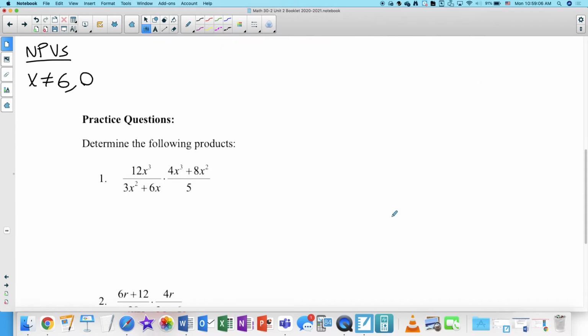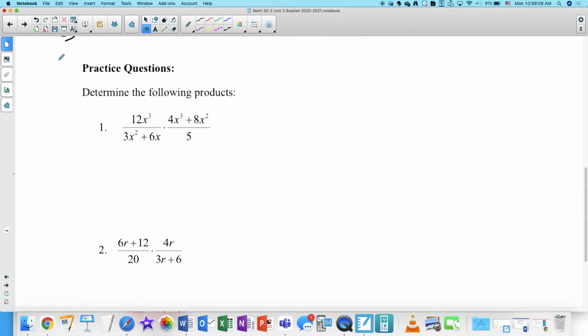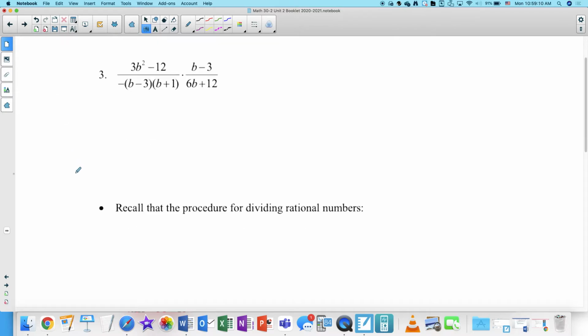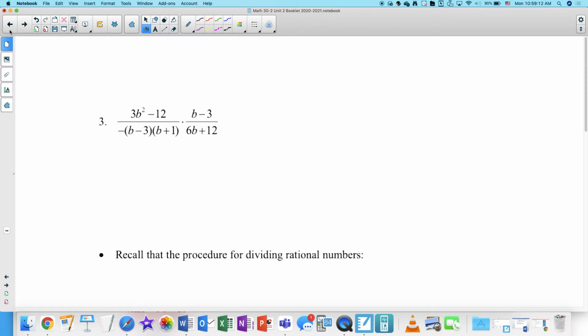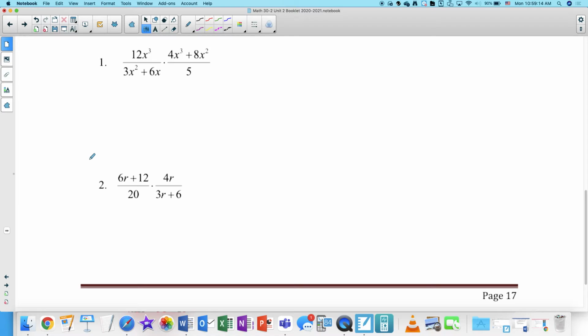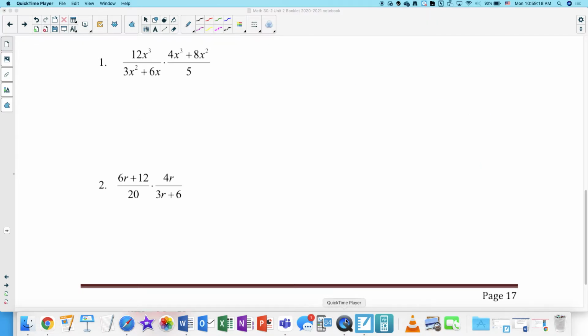OK, so I want you guys to spend a couple minutes trying these 3 questions. So there's 2 on this page and 1 on the next. And then we're going to start to talk about division.